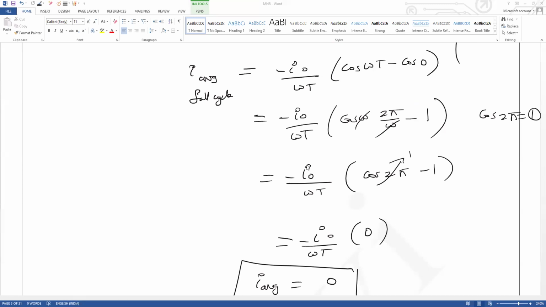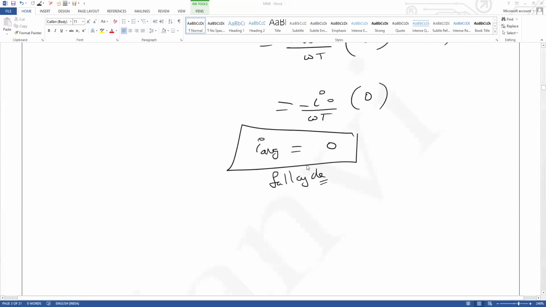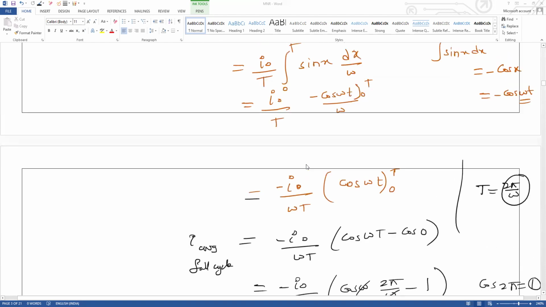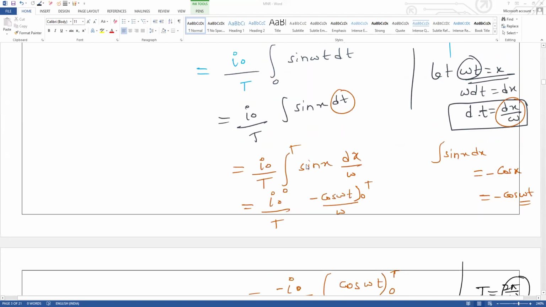Once it is over, please let me know. So now do you understand the real concept behind it, everybody? For every full cycle, I average equals 0. Only for the half cycle, the prescribed formula is 2I naught by pi, or 2V naught by pi for V average. The condition is very important.